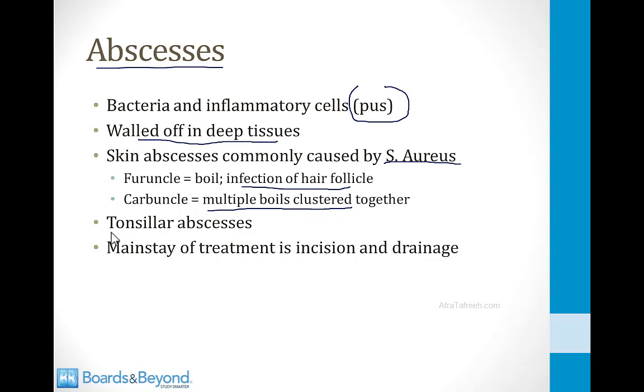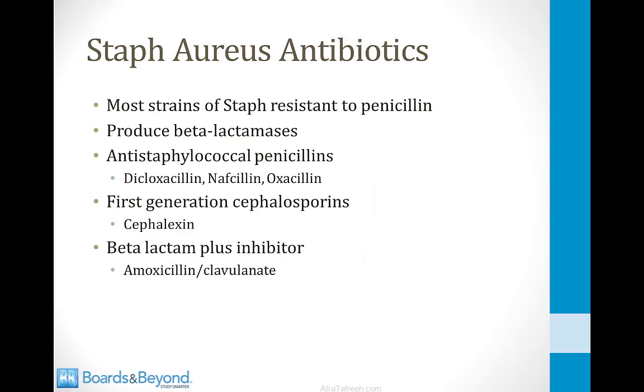Staph can also cause tonsillar abscesses, so remember that it lives in the nose and it can sometimes get into the mouth and cause abscesses in the tonsils. The mainstay of treatment for any abscess is incision and drainage. Antibiotics often can't get inside enough to control the infection, and usually it requires a medical procedure to get rid of all that pus. So let's review the Staph aureus antibiotics.